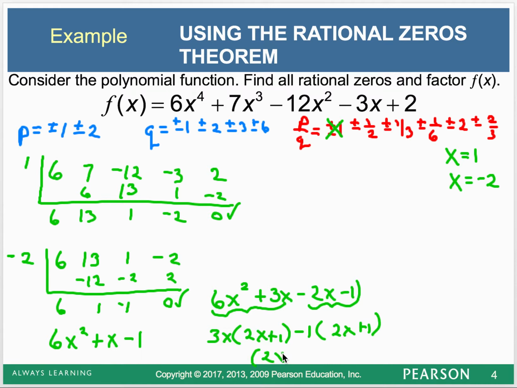Factor out that 2x plus 1, and we have 3x minus 1, which means I can get my other 2 zeros, right? If we set this equal to 0, then 2x plus 1 would give me that x equals -1/2. And if I set this one equal to 0, x would be 1/3.